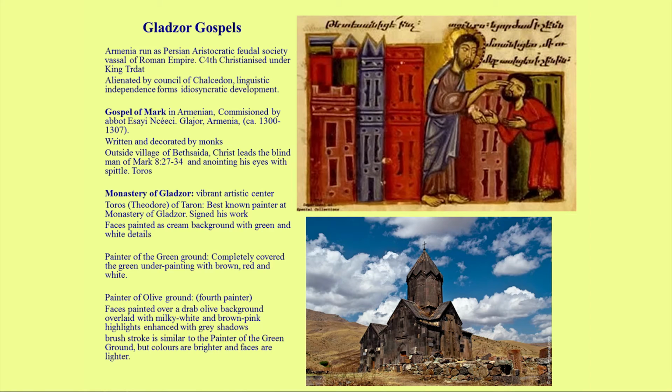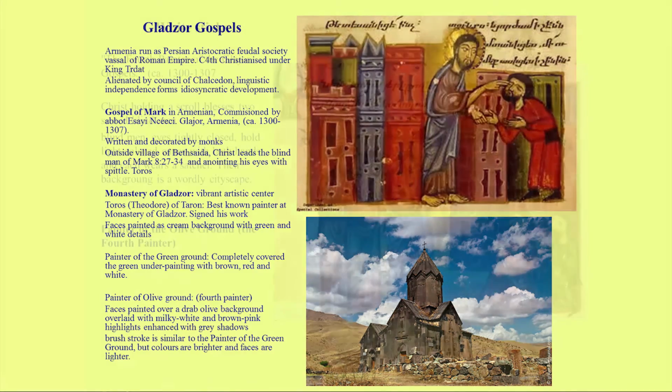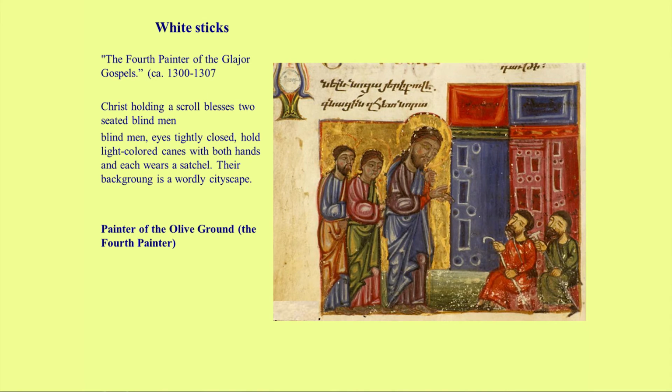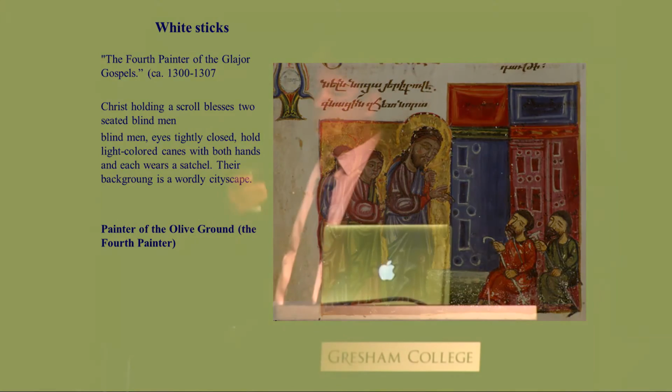Again, we see Christ with his halo, and one of the interesting things we'll notice about Christ is that in his background he has gold, and the laity, the blind, have a normal background of a city. And here are the 2 beggars again with their canes, eyes closed, travel satchels. Very common image we're going to see again and again.